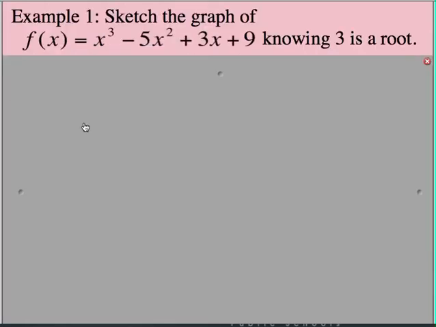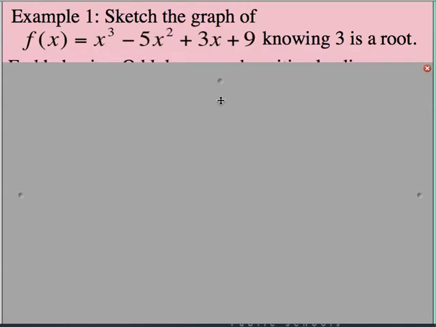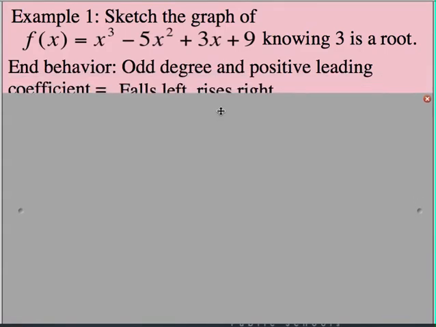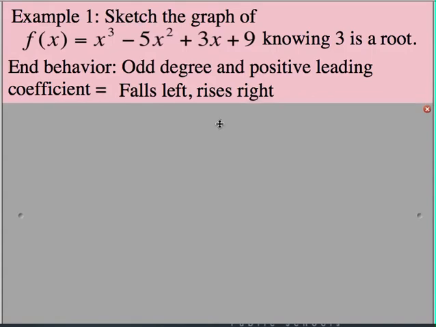So our first example is to sketch the graph of f of x equals x cubed minus 5x squared plus 3x plus 9, knowing that 3 is a root. Now you'll notice this isn't factorable, so I'm going to use synthetic division to find the other factors. So first of all, the end behavior. It's an odd degree and a positive leading coefficient, so that means it's going to fall left and rise right.